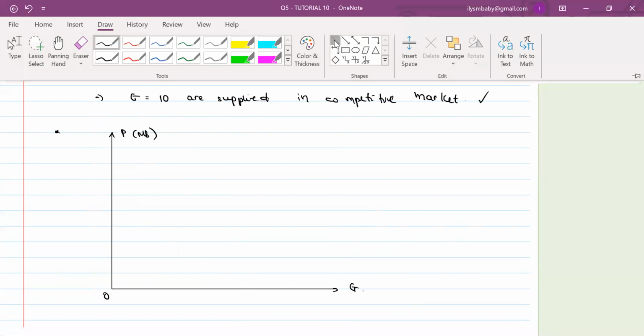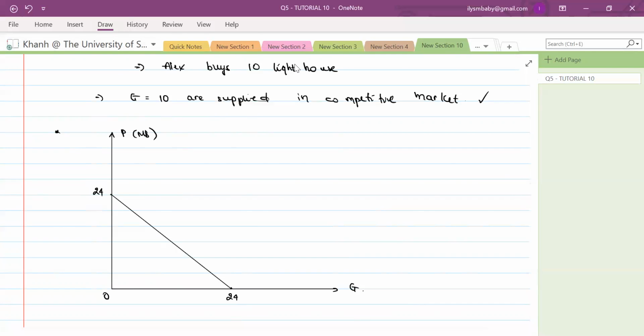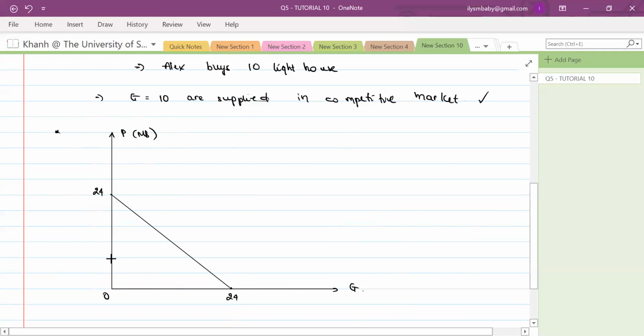With a vertical and a horizontal intercept of 24. So it's basically the same 24 and 24. This is the demand curve for Alex. And the demand curve for Beatrix is going to be 8 minus 0.5 G. It's going to have a vertical intercept of 8, so it is here, and a horizontal intercept of 16.